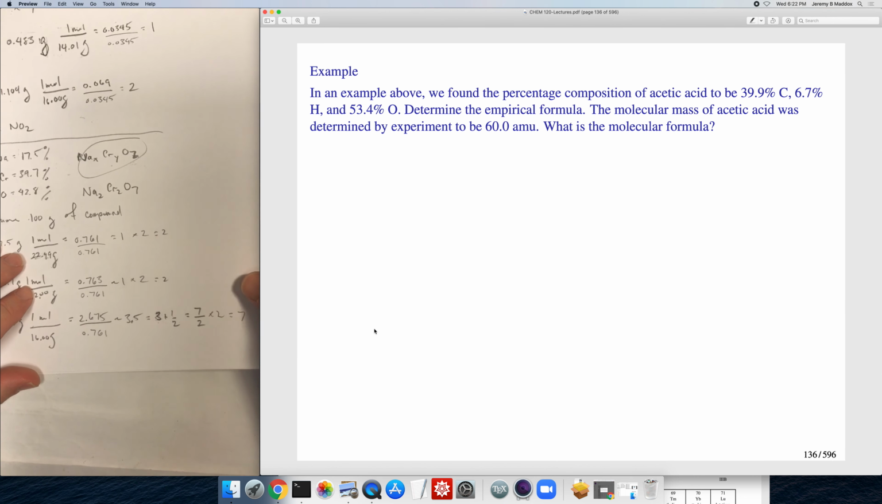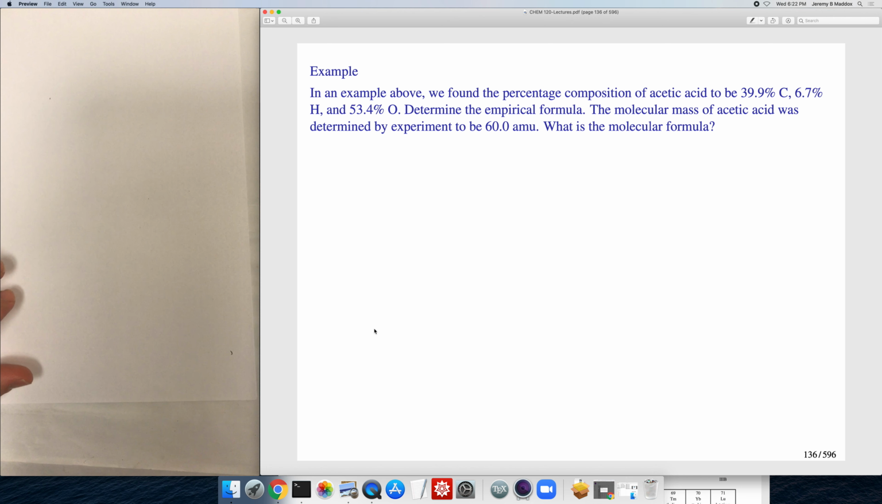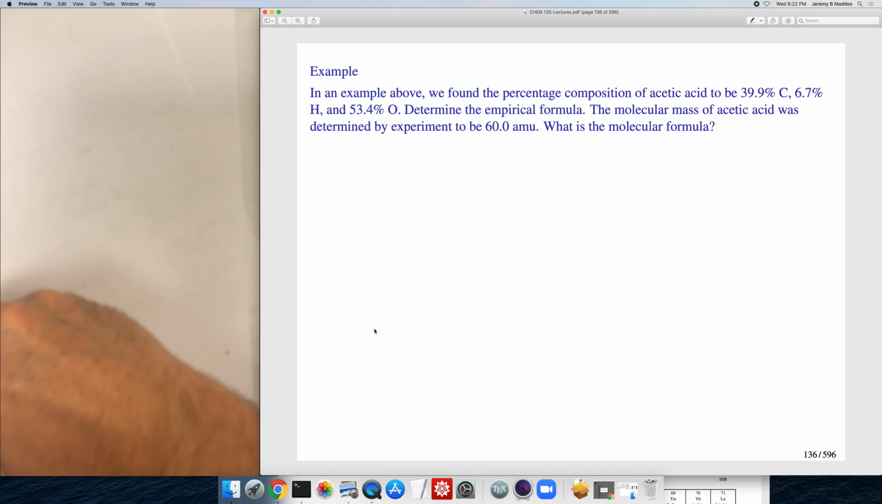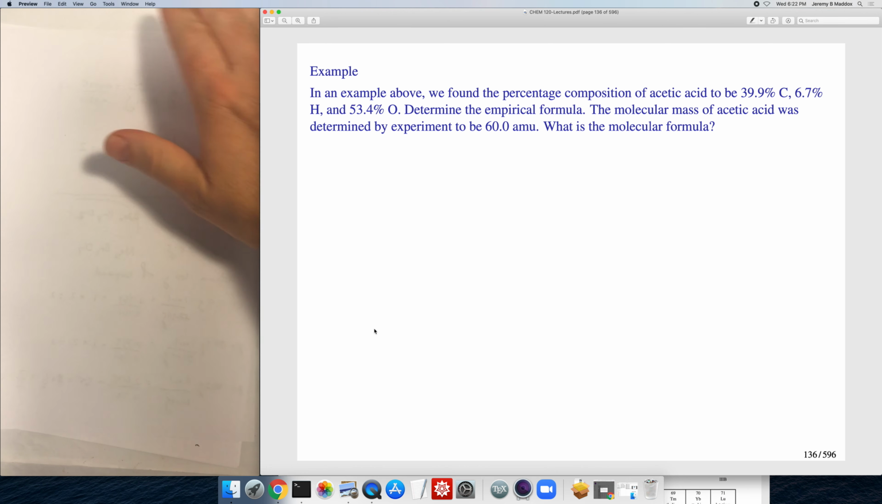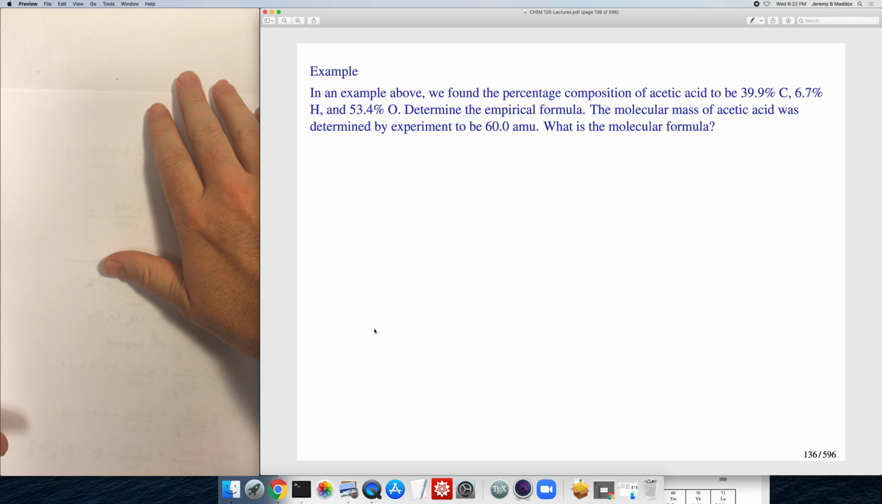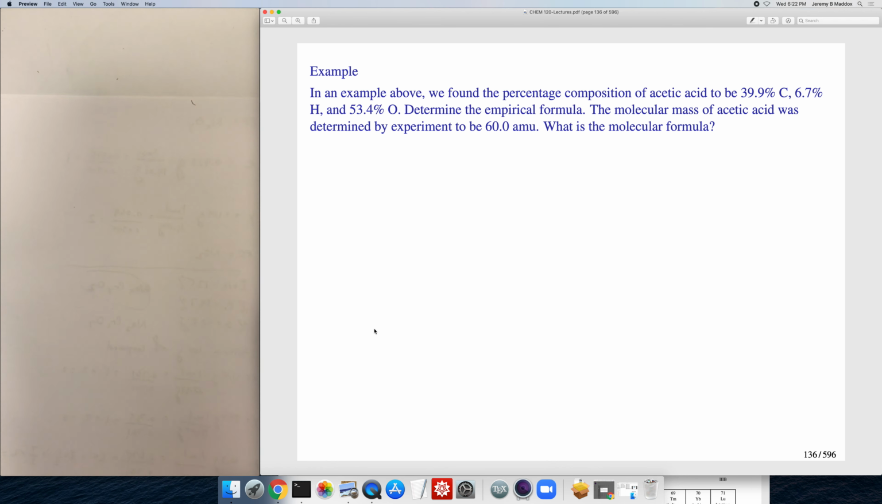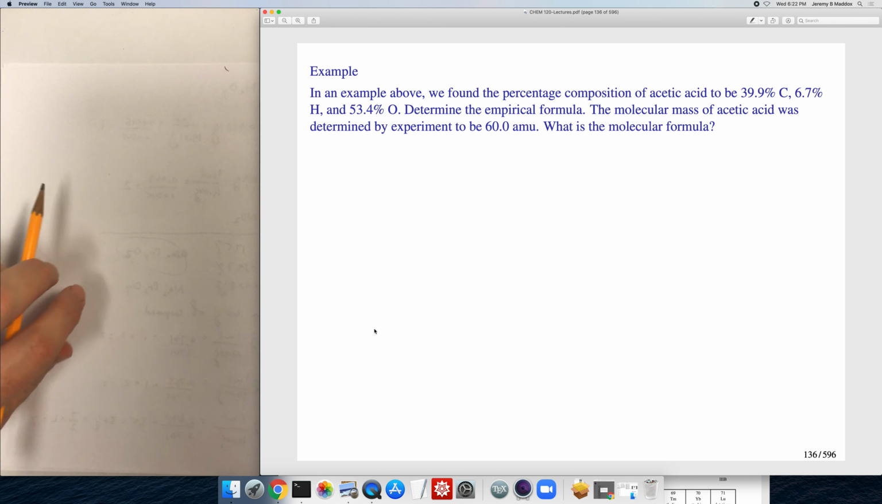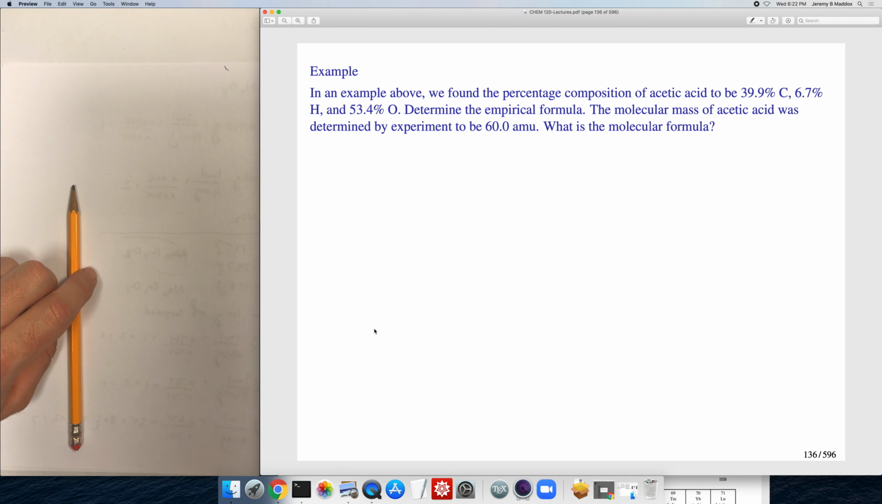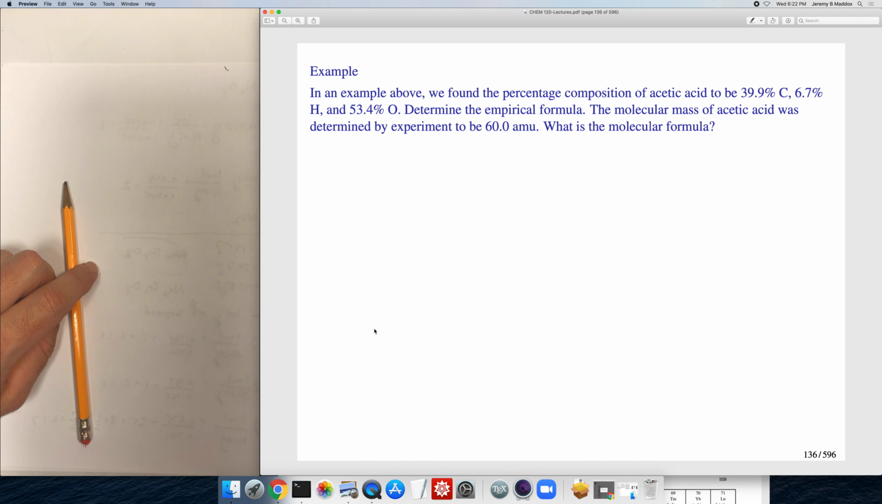Okay, so this is a different type of problem. So we'll go ahead and work this one out. In this type of problem, we are combining the empirical formula with a second experiment, an experiment based on mass spectrometry. We've talked about that previously in the context of isotopes, but there's a separate experiment that you can do to measure the molar mass or the molecular mass of a given compound.